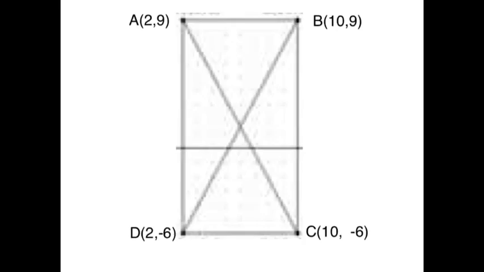Here's the rectangle that we're working with, at least we think it's a rectangle. We haven't proven that yet, with the vertices A, B, C, and D. So this is quadrilateral A, B, C, D. And we're going to look at the slopes of the horizontal line here, this vertical side here, and the diagonals.